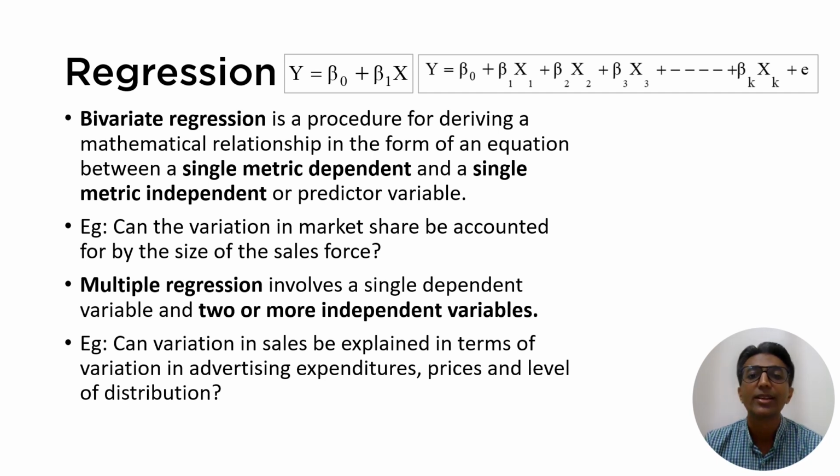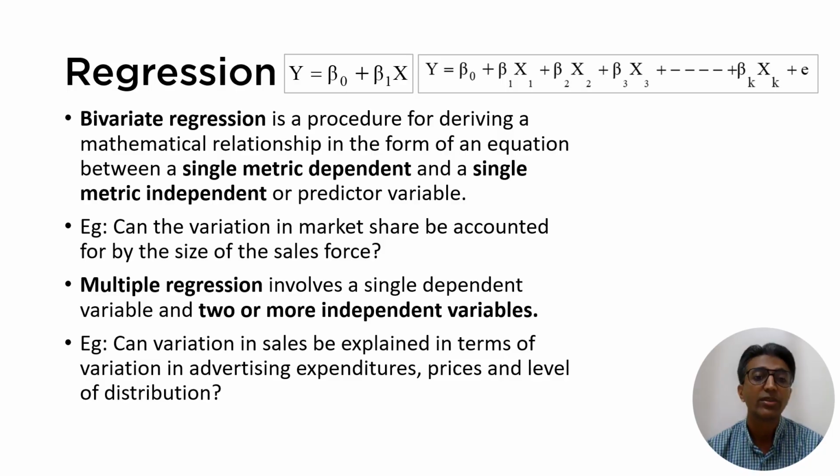If you see the mathematical form of it, y = beta 0 + beta 1 x1 + beta 2 x2, and so on, and finally, there will be an error. Error is the residue that is not explained by all these independent variables taken into the system or model.